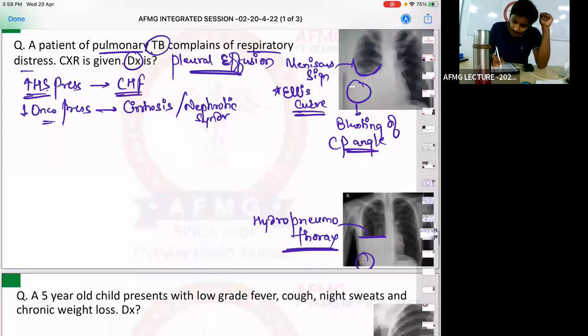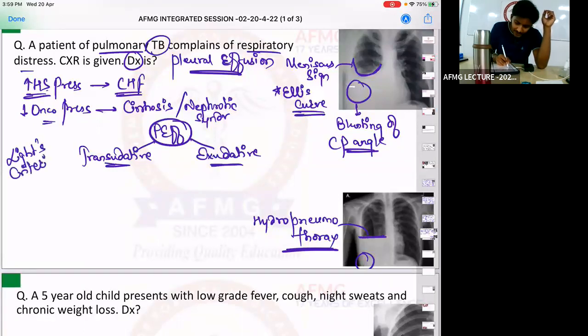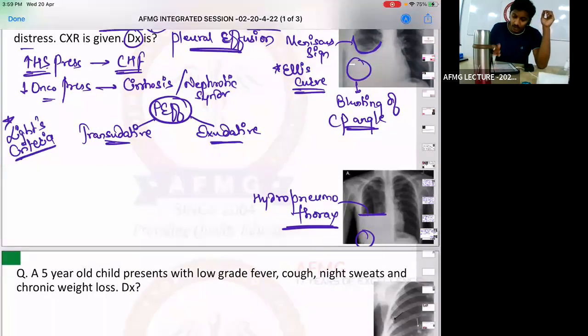Now pleural effusion can be of two types, guys. Pleural effusion can either be transudative or exudative. Transudative means non-inflammatory, whereas exudative means inflammatory. For differentiation we have which criteria? Guys, this criteria has been asked recently.